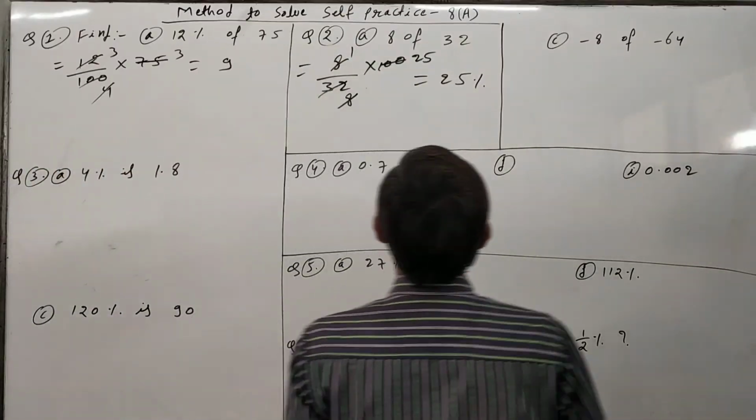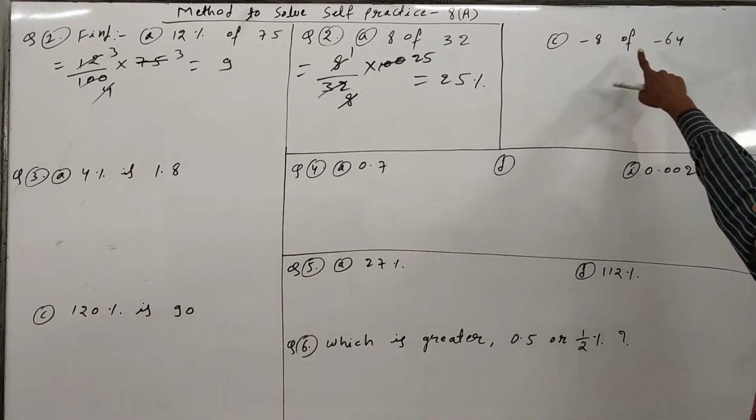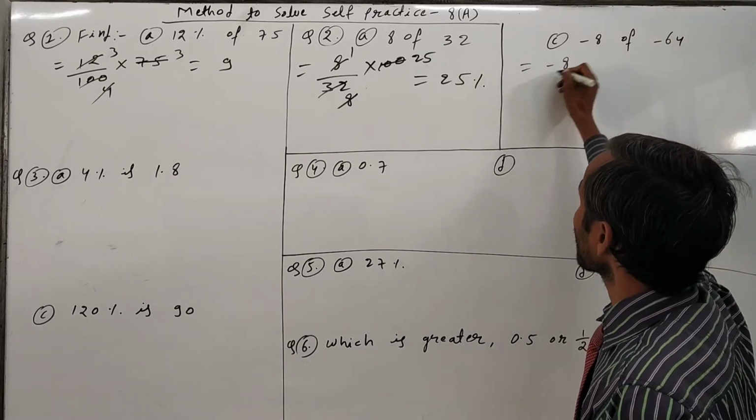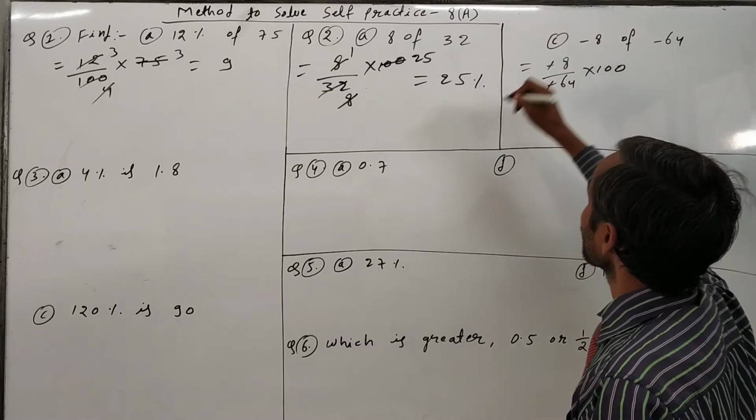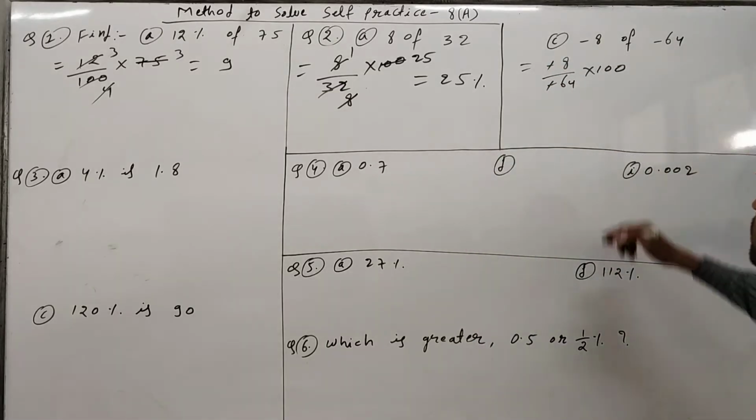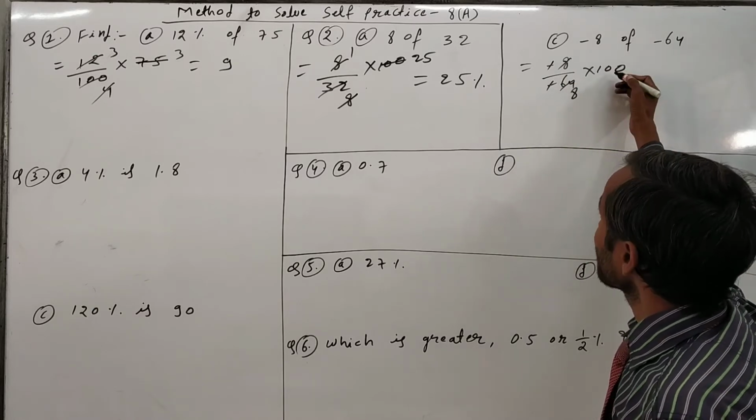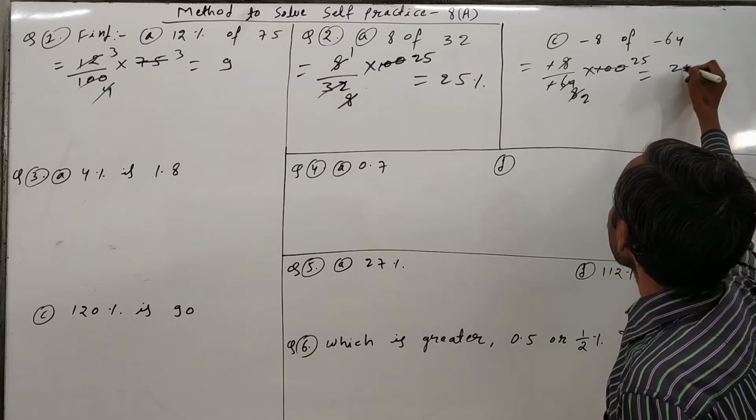Now we have to do part B. I have left it, just try yourself. And now part C, minus 8 of minus 64. So just write down like this, minus 8 upon minus 64 into 100. Now we will cancel out, the minus will cancel. Now you can cancel by the 8 table, 8 8s are 64. And now cancel by the 4 table, 25 4s are 100 and 2 4s are 8. It will come 25 upon 2.